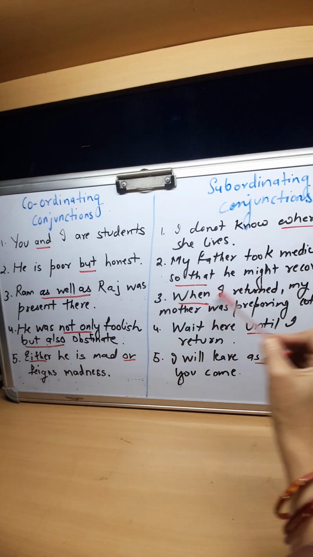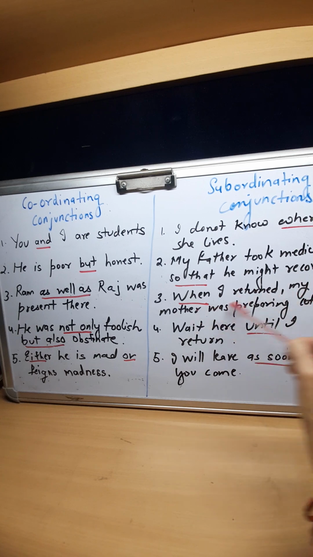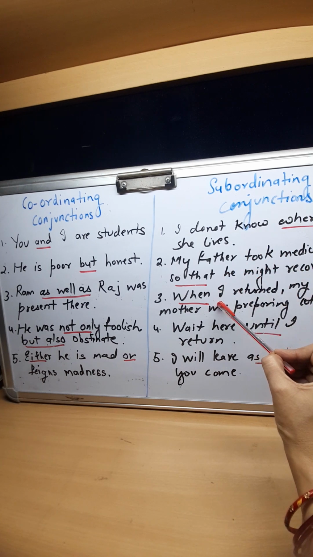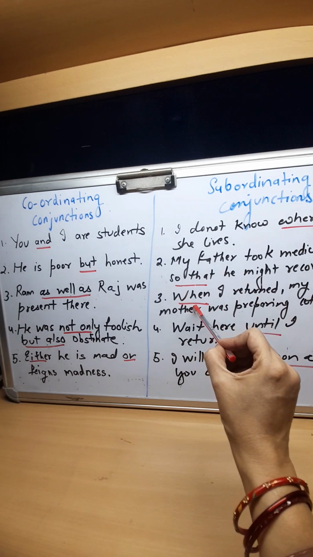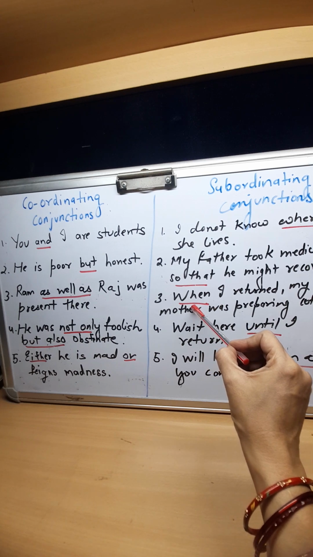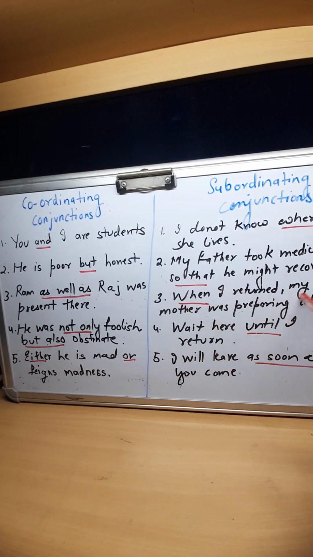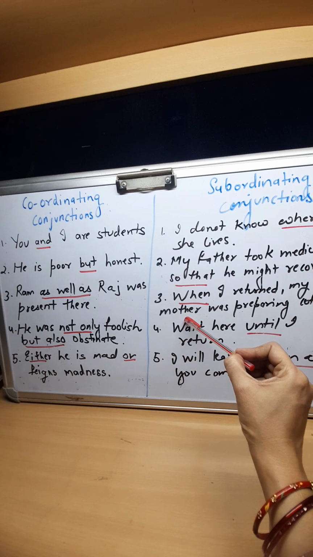Here, when I returned, my mother was preparing coffee. My mother was preparing coffee is the part of the sentence which has complete meaning. But if I ask you when your mother was preparing coffee, then you are going to answer this question by using the subordinating conjunction: when I returned. So when is the subordinating conjunction. The meaning is dependent on this part of the sentence.